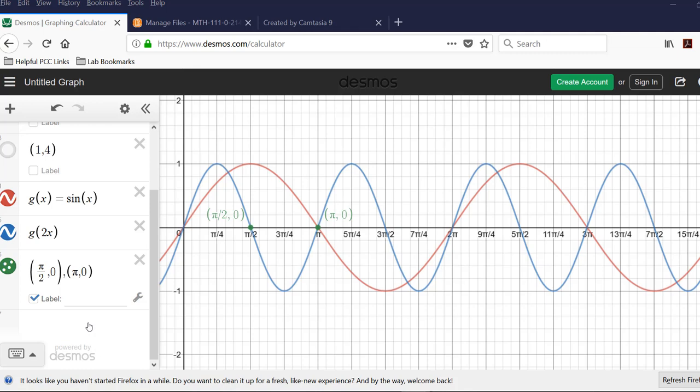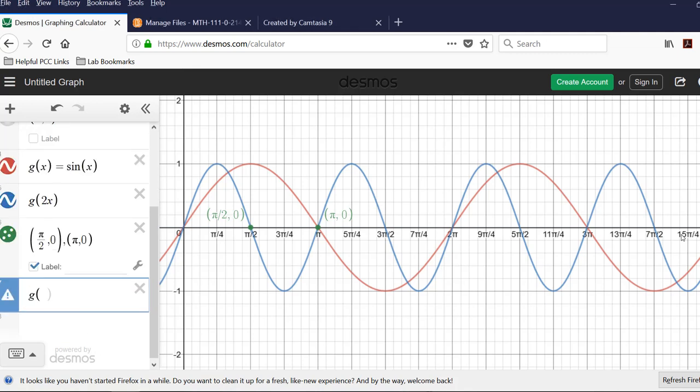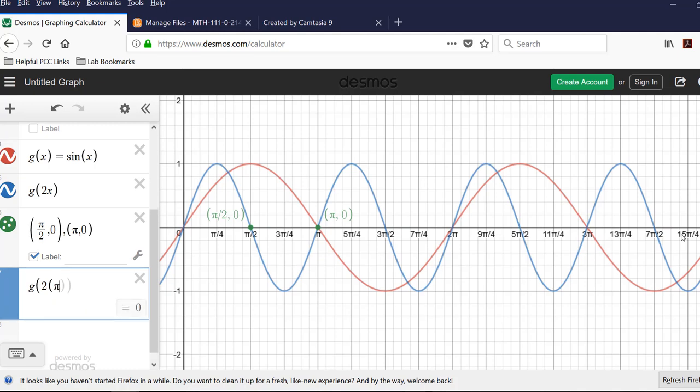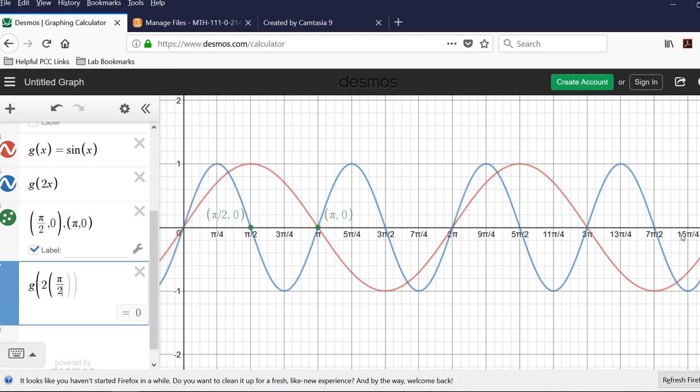And again, just to check, I go g of, and again I put a 2, but I enter pi divided by 2. What do I get? I'll get the 0 coming out. Note, that's all I need to get that 0 to come out. So let's try a different one.